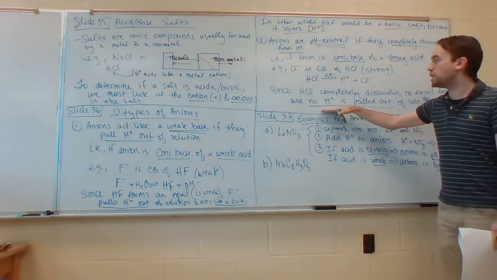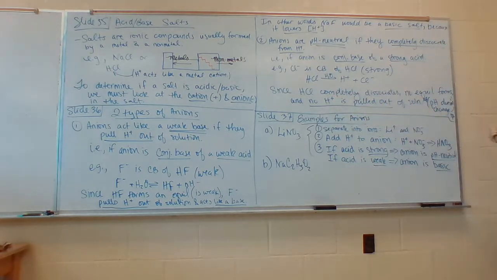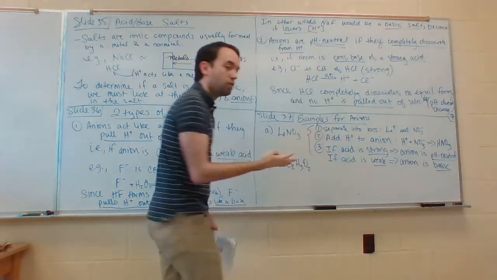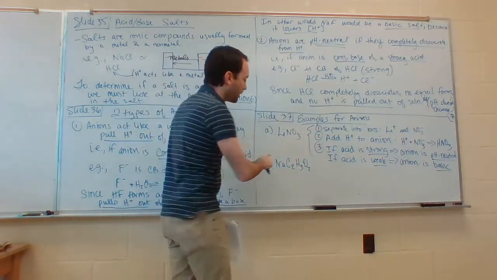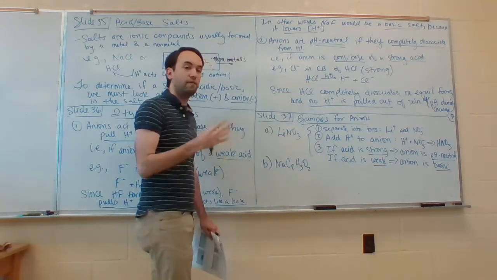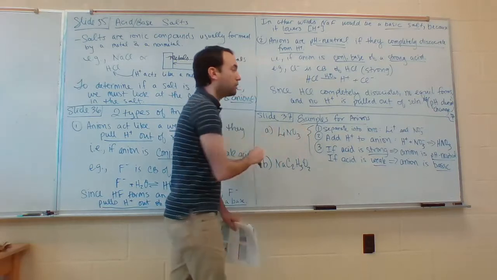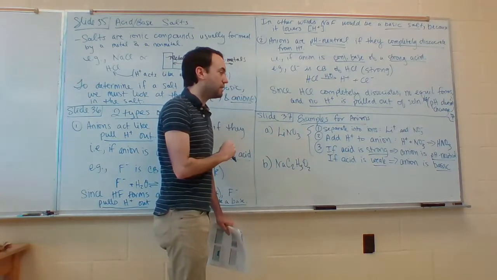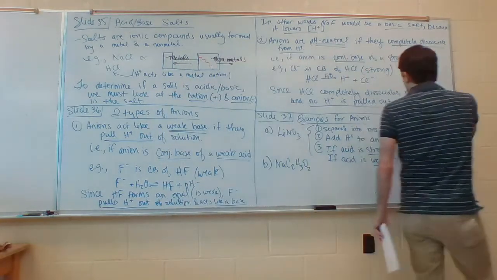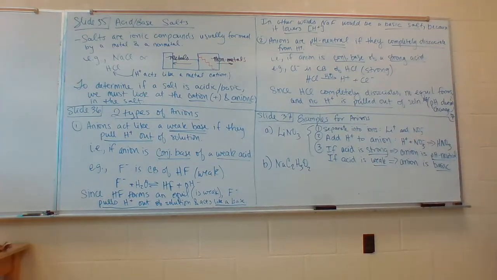And that means that no H plus is going to be pulled out of our solution and our pH won't change. Okay? So let's do an example of how we might solve one of these anion type problems. First thing that you do, let's say that we have lithium nitrate as our salt that we're going to add. First, we're going to separate our species into ions. So we're going to have lithium plus and our nitrate ion.